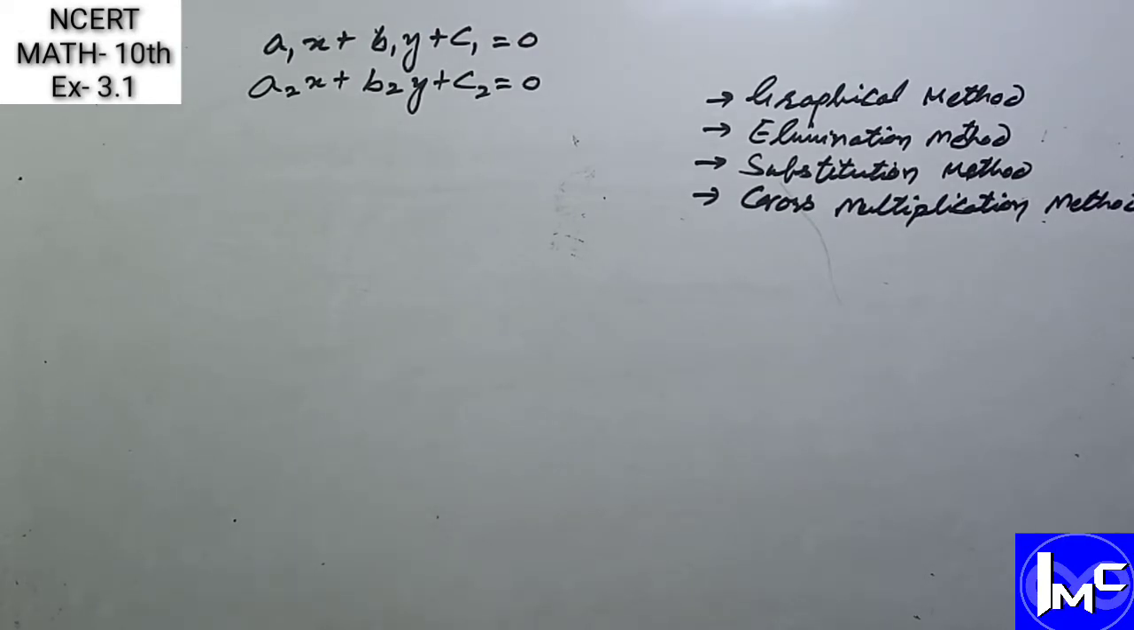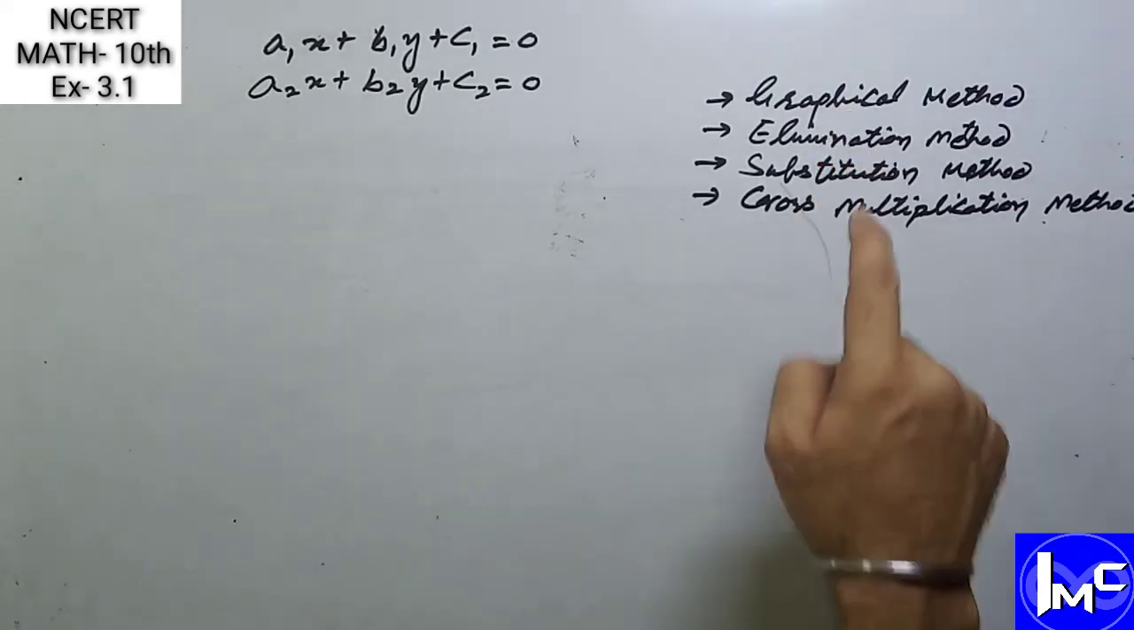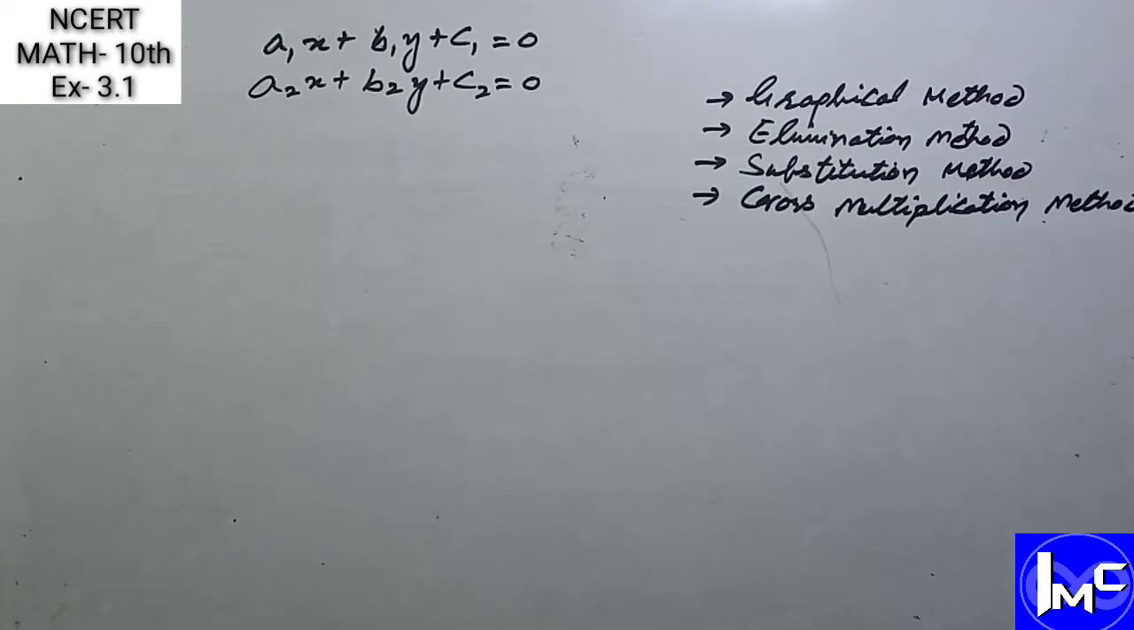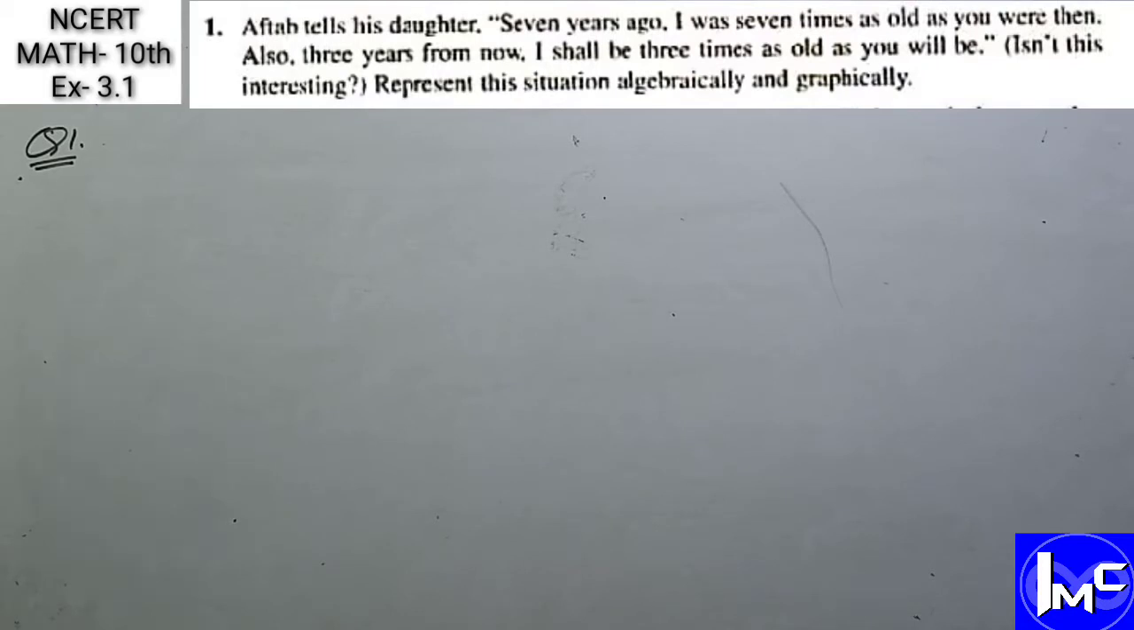So in first exercise we will discuss about the first method, graphical method. Question number 1 of exercise 3.1 is: Aftab tells his daughter, 7 years ago I was 7 times as old as you. Then also 3 years from now I shall be 3 times as old as you will be. Represent this situation algebraically and graphically.